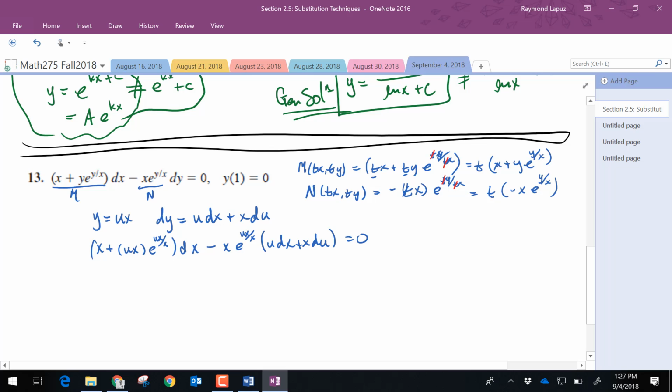So let's simplify and see if we can put things together. We have an x dx plus ux e to the u dx, because they cancel. And now we have to distribute this. This is a ux e to the u dx. You can see that disappear. And then we have an x squared e to the u du.